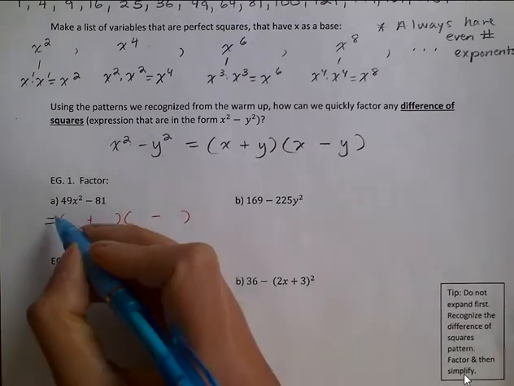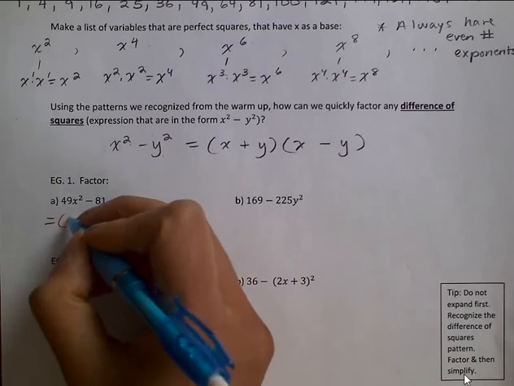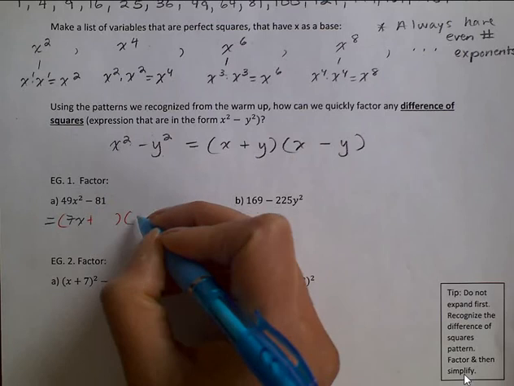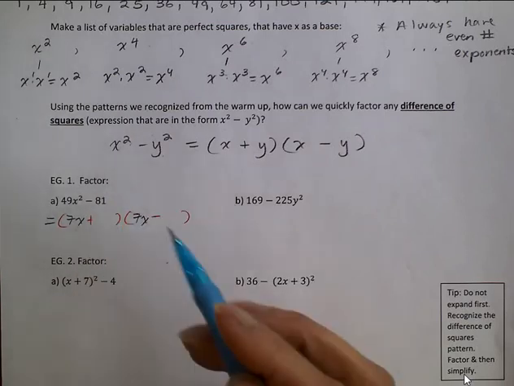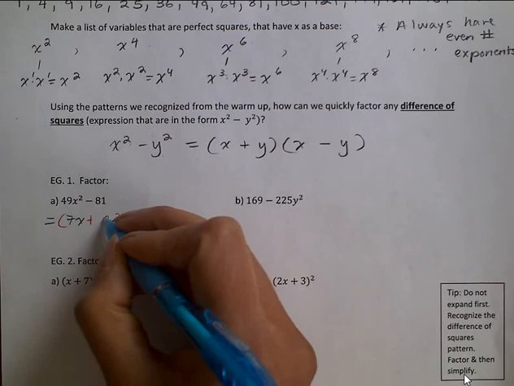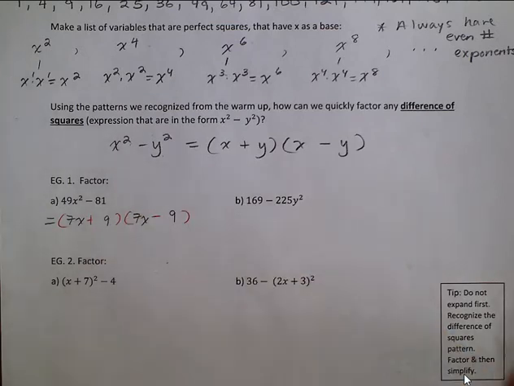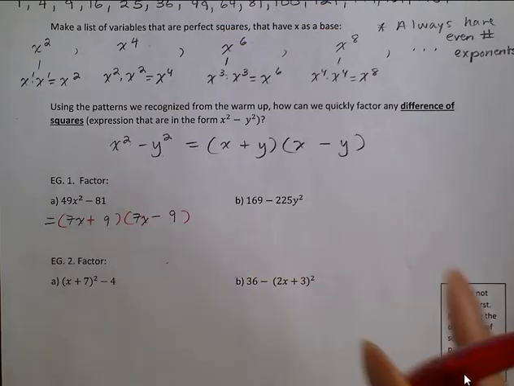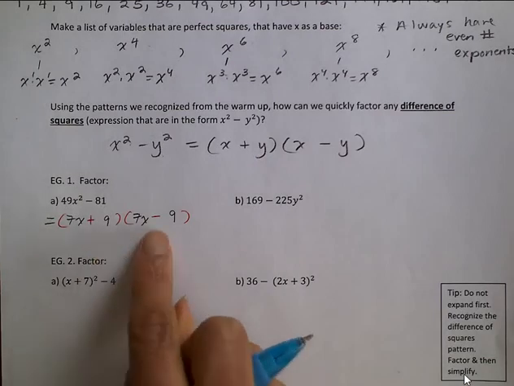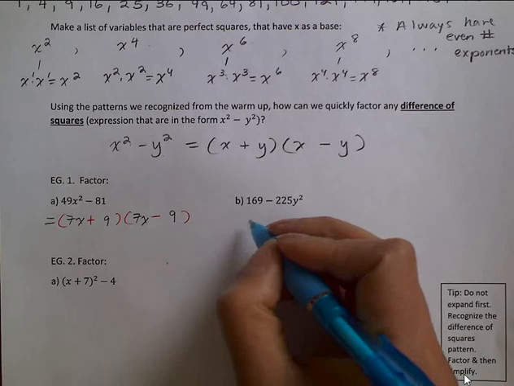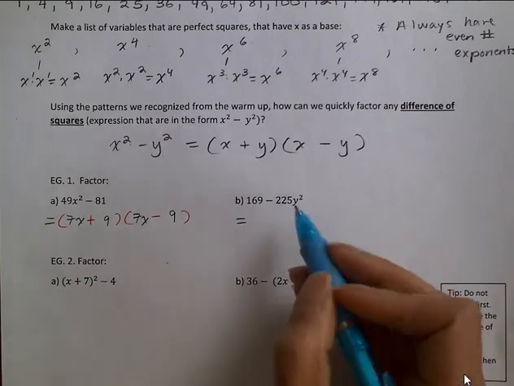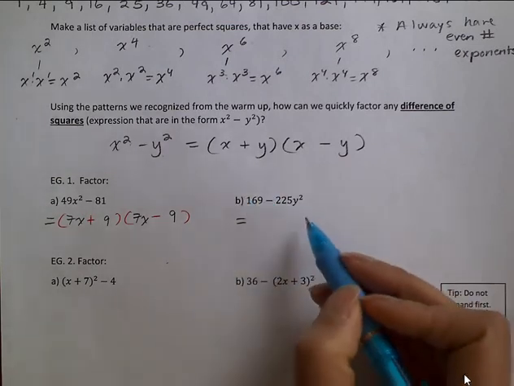We take the square root of the first term. So the square root of 49x squared is 7x. We put it in that first position. And then we take the square root of the second term. The square root of 81 is 9. It goes in the second position. Okay, it is factored. So remember, to factor an expression means to write it as a product. It's written as a product. We are done.